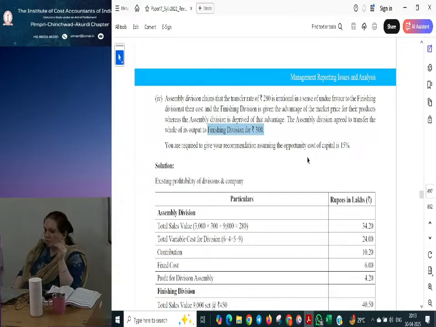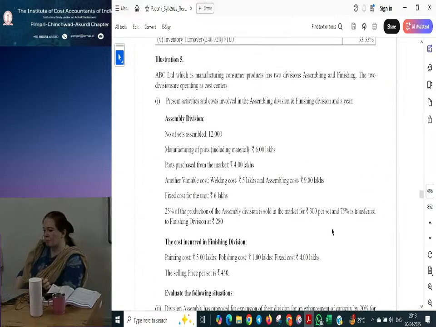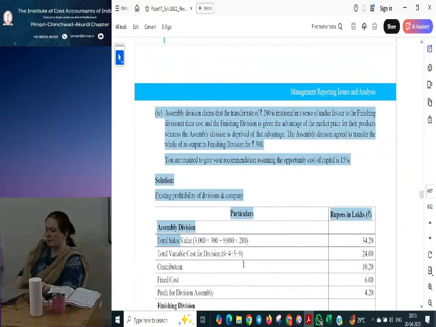Now, first of all, what is the existing profitability of the division and the company as a whole. First comes the assembly division. What is your total sales value? Total sales value is 9,000 going at 280 rupees, and 3,000 is going at 300 rupees. So 3,000 into 300 plus 9,000 into 280 will be the total sales of the assembly division. See, that is what they have done.